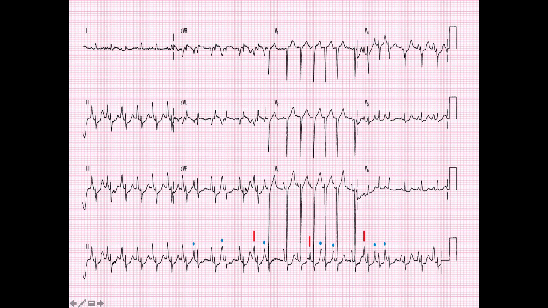We don't have our limb lead criteria for left ventricular hypertrophy. We don't have right ventricular hypertrophy. We don't have an R to S ratio greater than 1 in V1, V2. We can move on to our atrial enlargements. And we're going to look at our P waves, lead 2, lead 3. So we don't have left atrial enlargement.